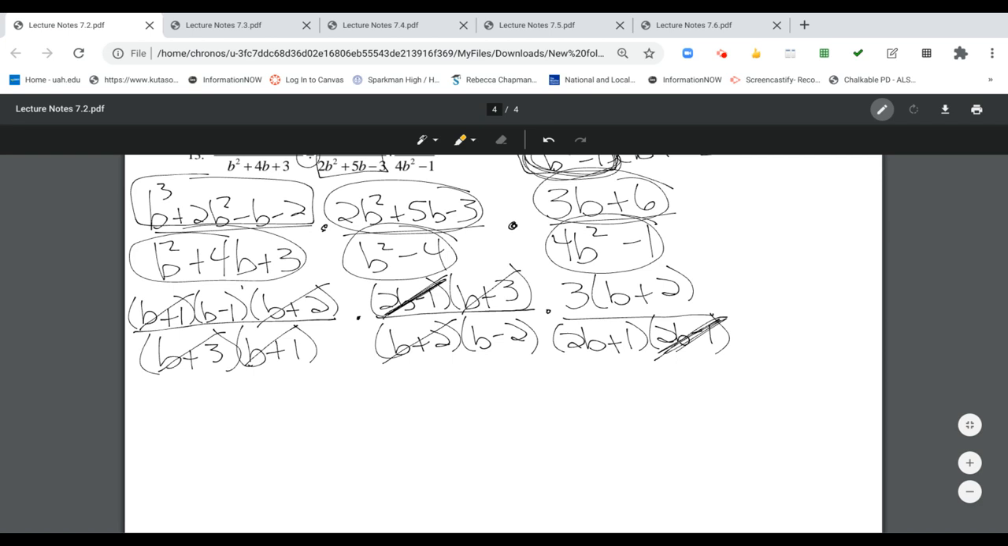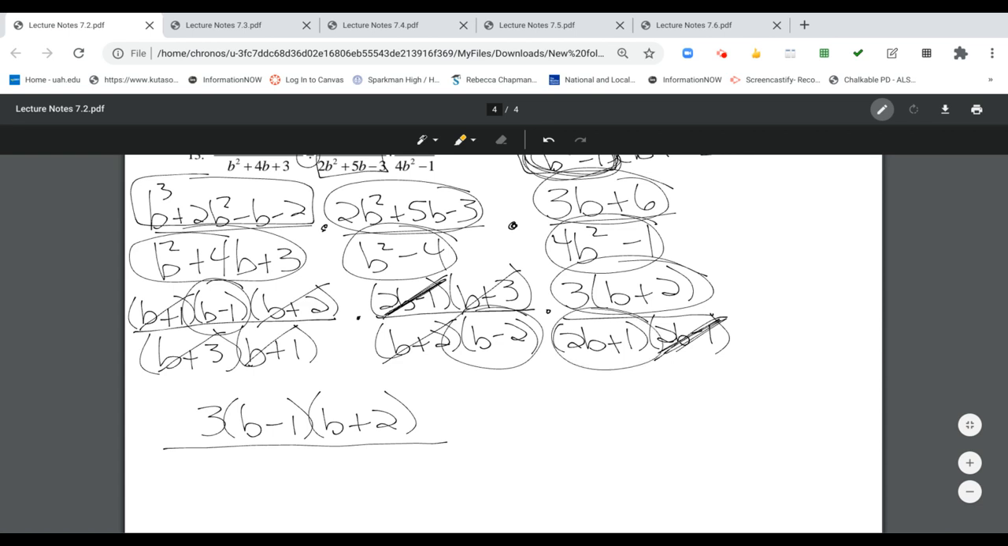So across the top, I still have the b minus 1 and both of these. So 3 times b minus 1, b plus 2. You always put your monomial factor first. And then on the bottom, I have the b minus 2 and the 2b plus 1. And that would be my final answer. So if you have any questions about multiplying or dividing rational expressions, please make sure you contact me.